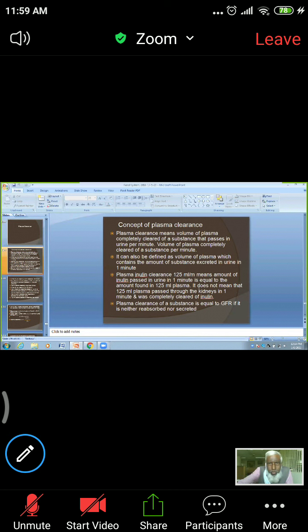Plasma clearance means volume of plasma completely cleared of a substance that passes through the urine per minute. Volume of plasma completely cleared of a substance that passes. That passes means that the substance passes, not the plasma, in urine per minute. Is it clear? If the definition is clumsy or bulky, it can be shortened: volume of plasma completely cleared of a substance per minute. This is the short definition.